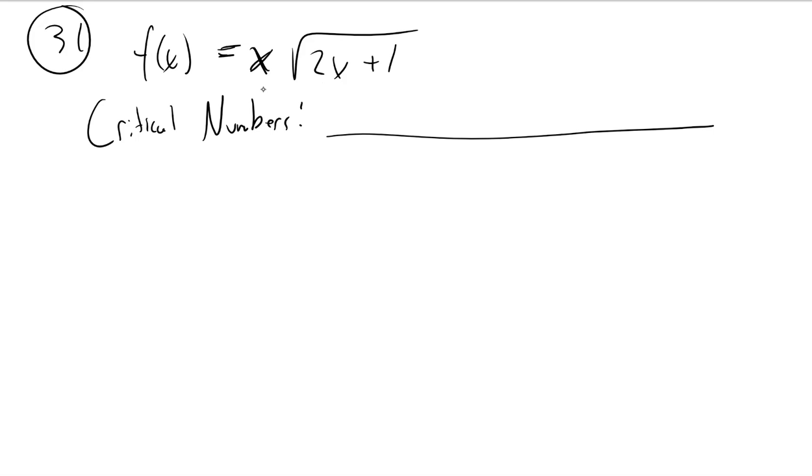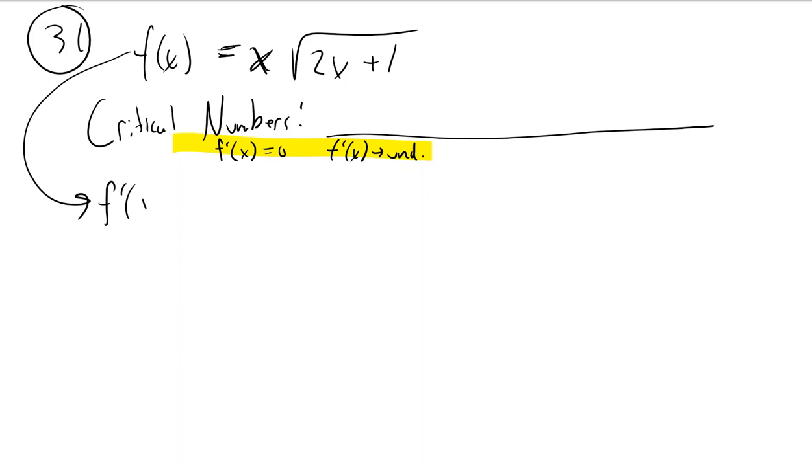So 31 gives us a function and wants to know the critical numbers. Of course, the thing that you have to have memorized is where critical numbers come from. That's going to be where the first derivative is 0 or undefined. Either way, you're going to need the first derivative.